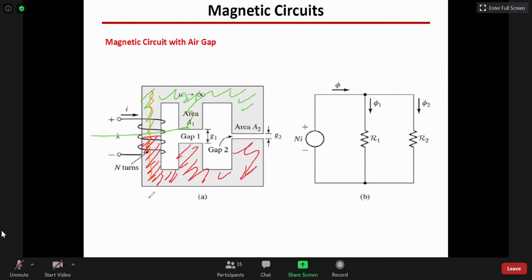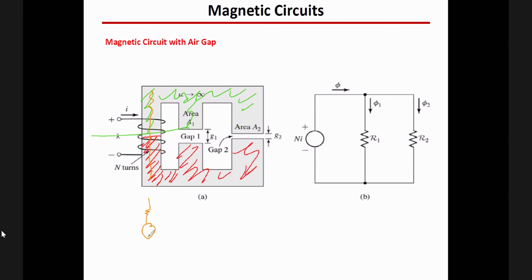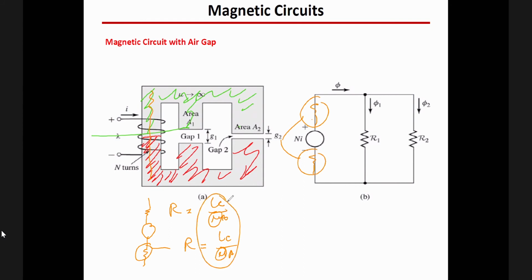So now it will be like one up and one down. Why? Because this R will be LC over mu A, and this R is also LC over mu A. Mu here is not the same as mu here, right? So you cannot combine both of them into one reluctance. You do it later. Once you find the value here and the value here, you can combine them after that, but not from the beginning where you find the total value.